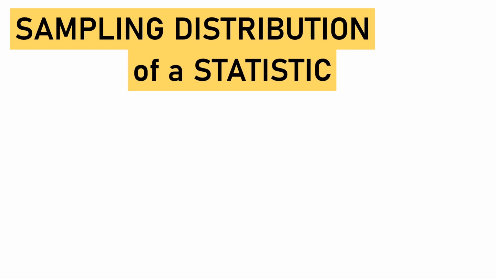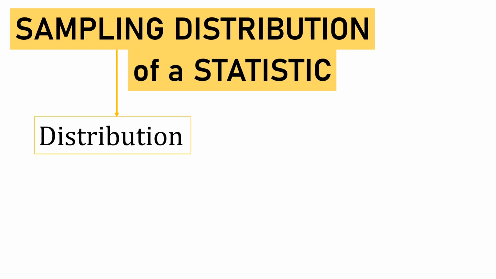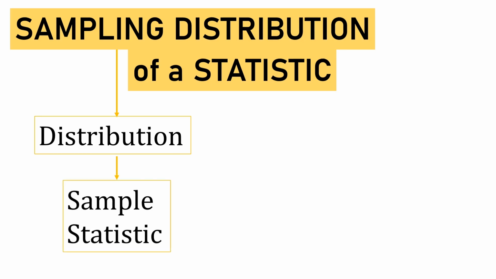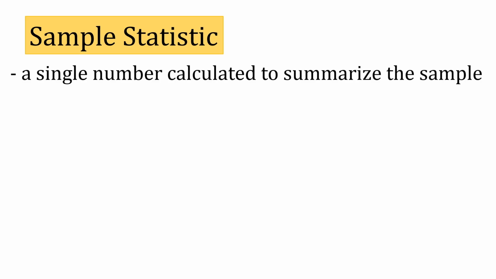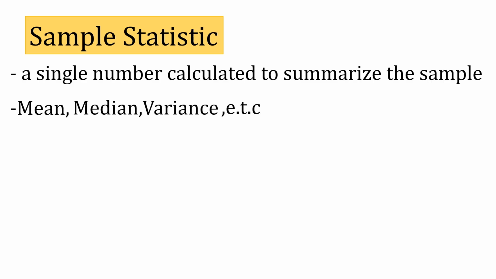Sampling distribution of a statistic refers to the distribution of some sample statistic over so many samples drawn from the same population. So what is a sample statistic? In simple words, a sample statistic is a single number calculated to summarize the sample, like the mean, median, mode, variance, interquartile range, standard deviation, etc. Okay, so what does sampling distribution actually mean?